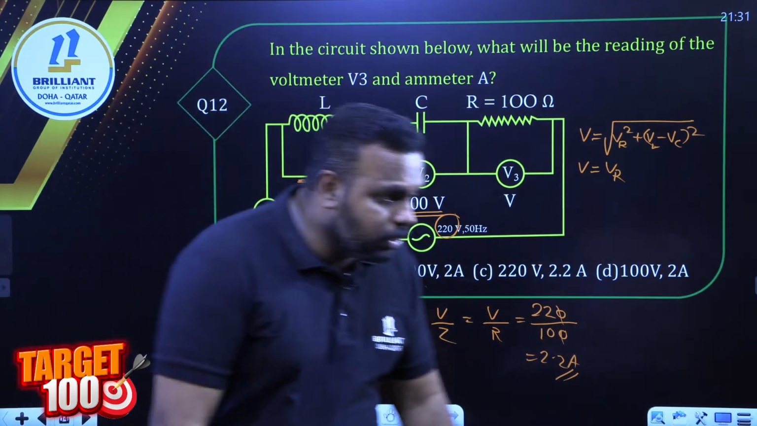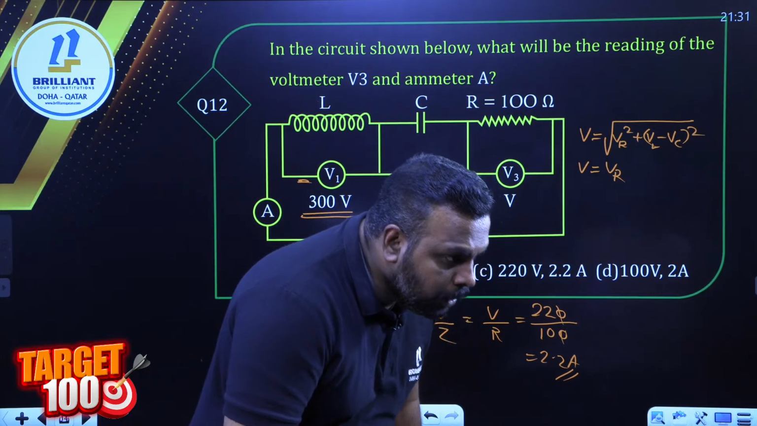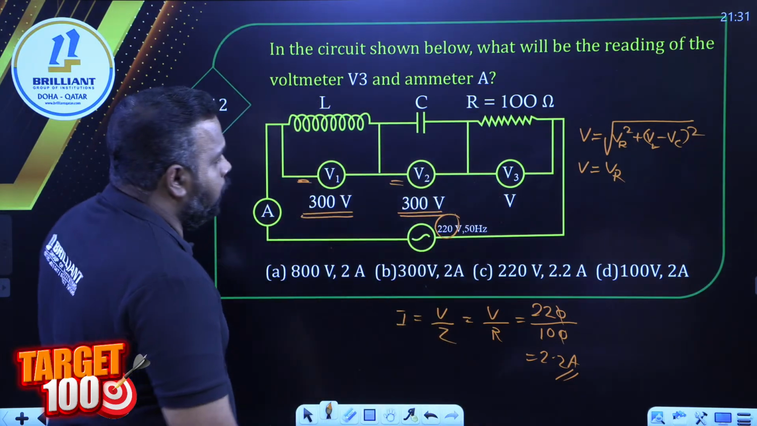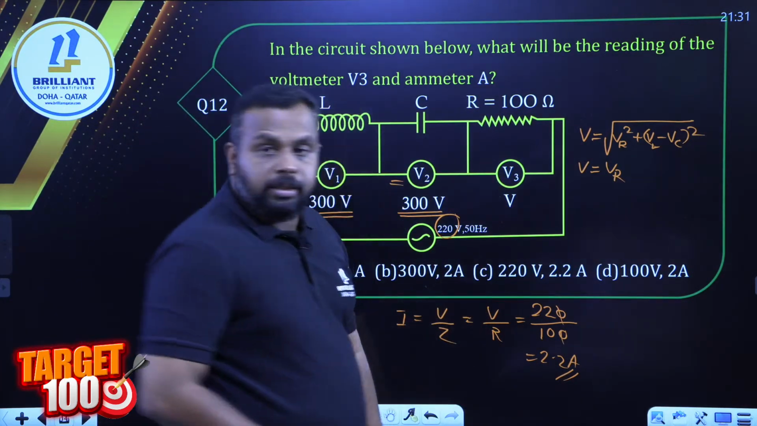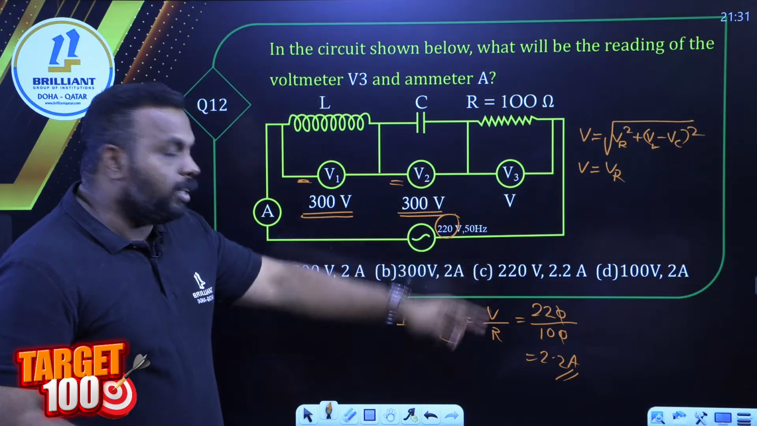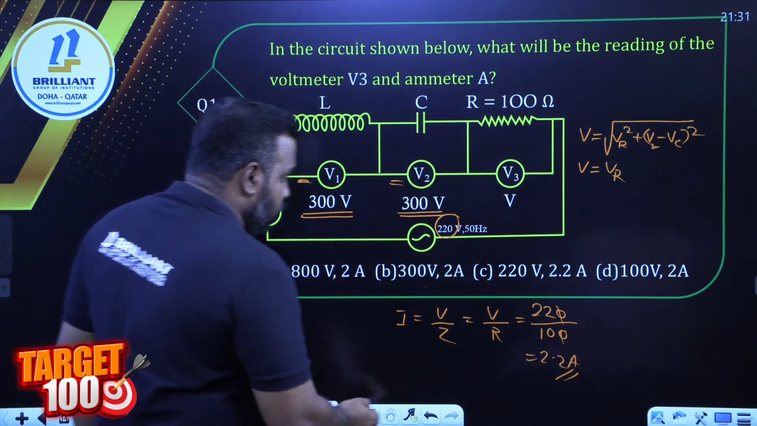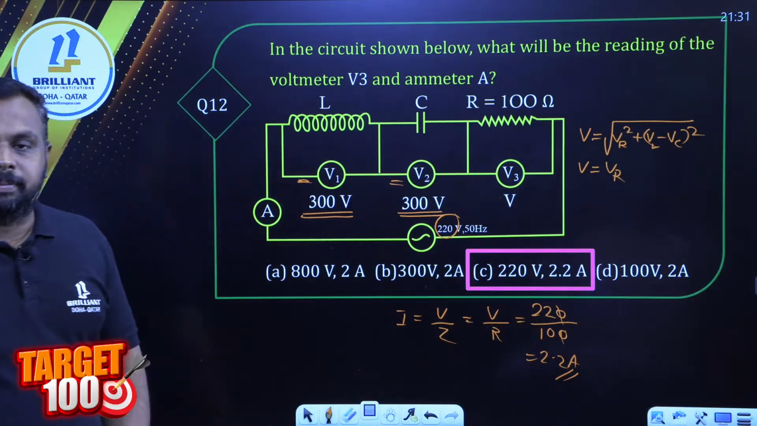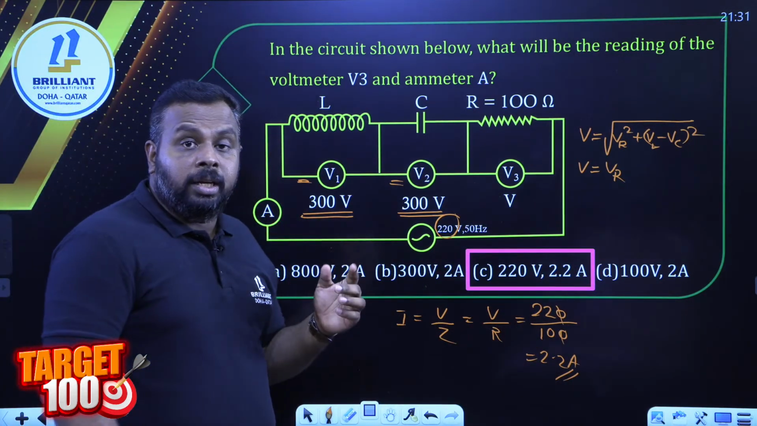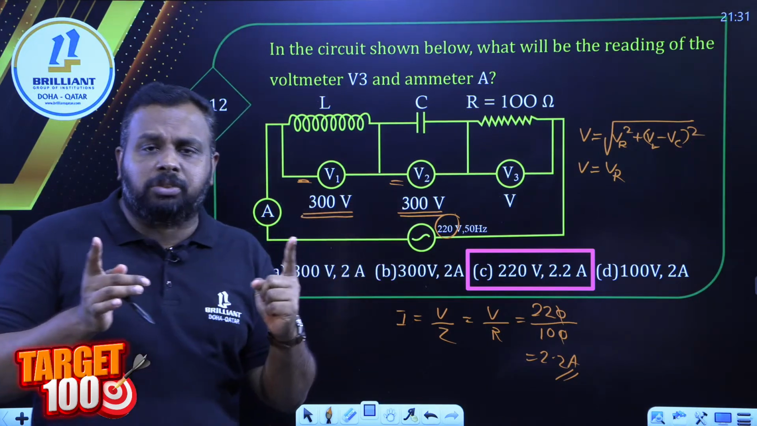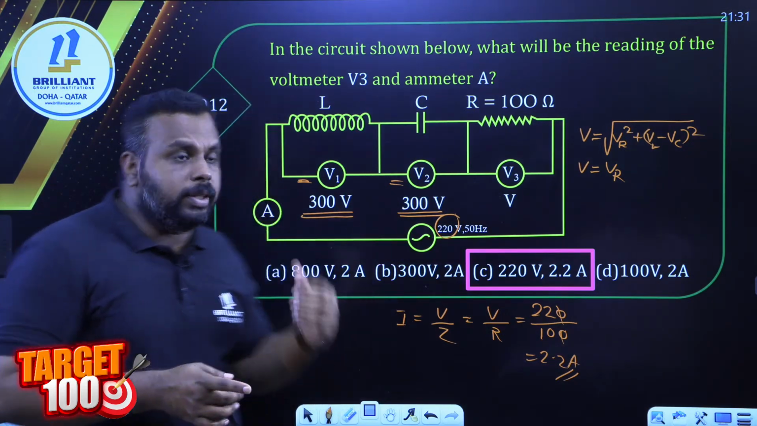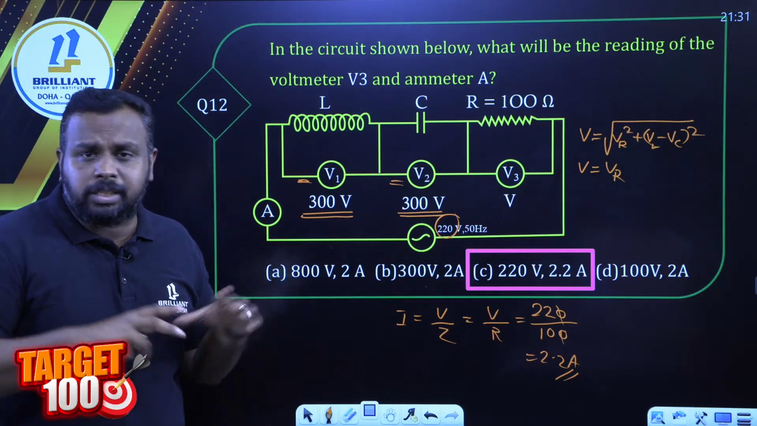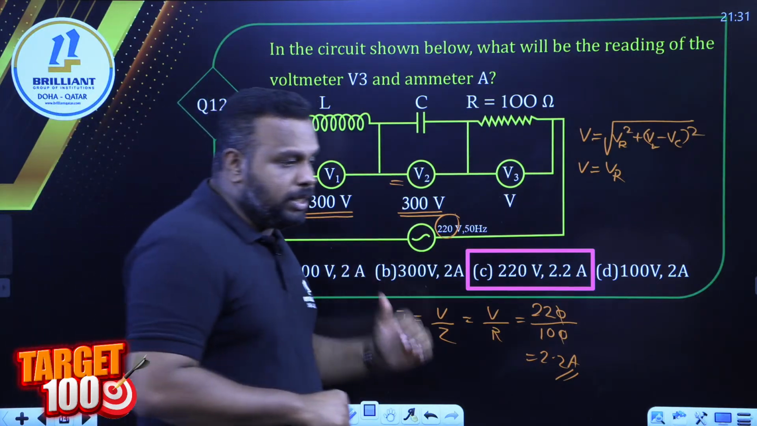Yes, very good. Right answer. Nitin, Reshma, Fahad, yes. 220 volt is the voltmeter reading and the current will be 2.2 ampere. Please be careful. If such a question comes, first you have to check the possibility of resonance, whether VL is equal to VC or not. If VL is equal to VC, the calculations will be very simple.